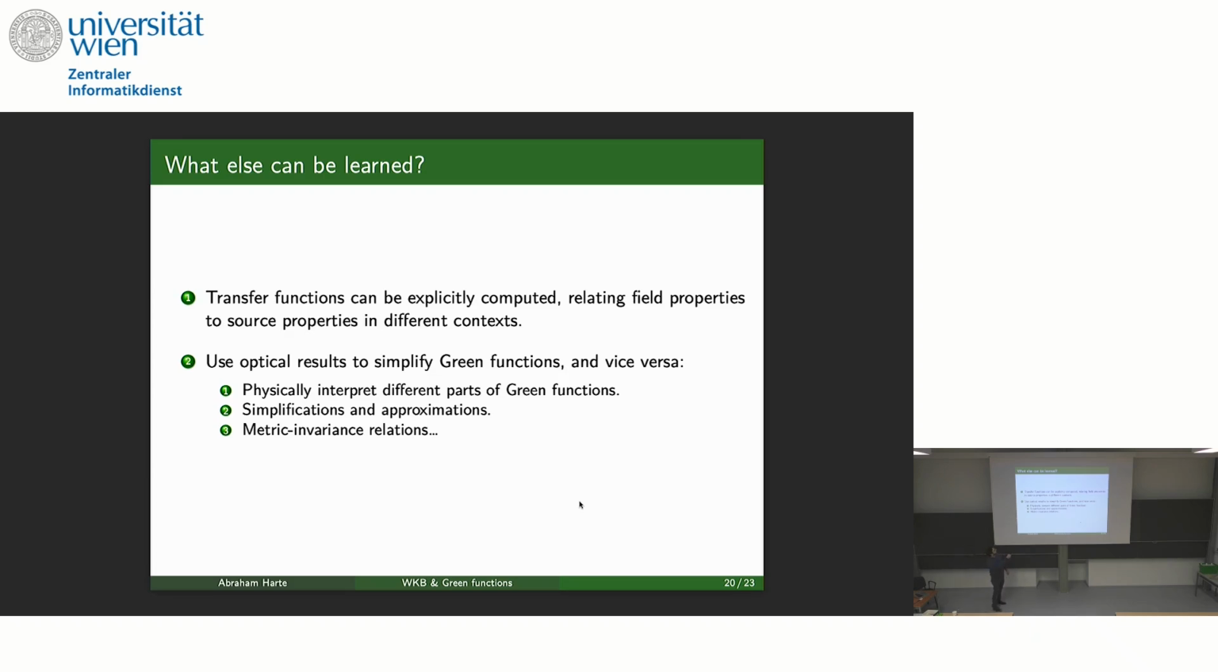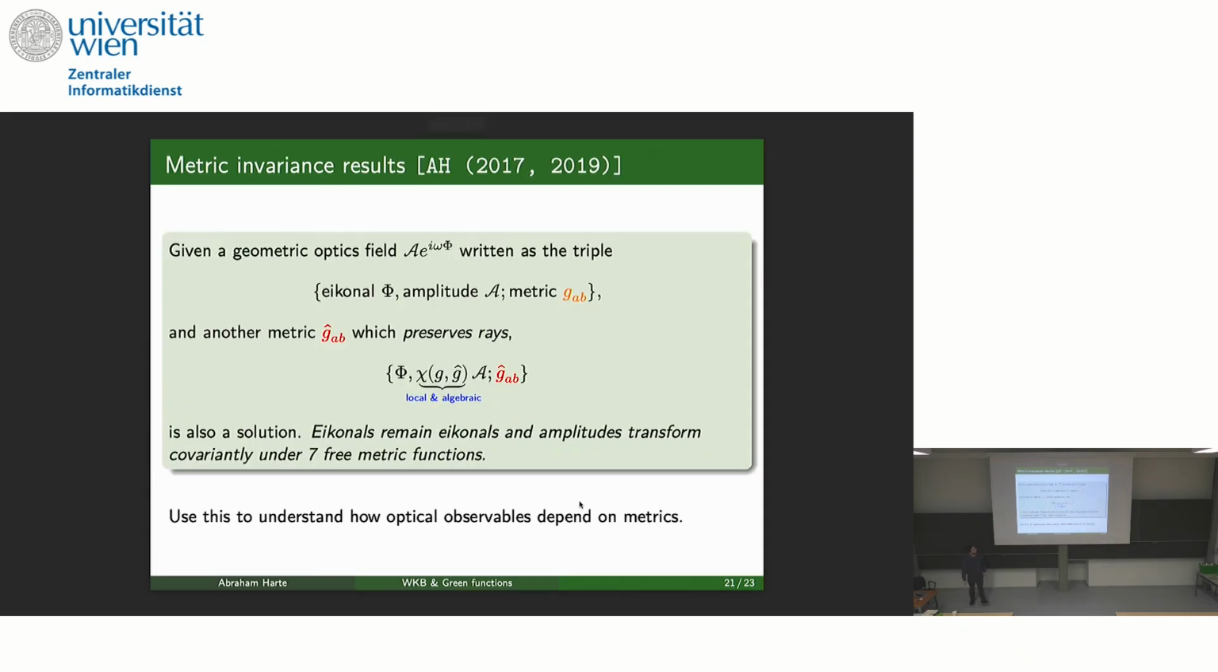But I want to give one short application that I think is kind of fun. I'll call these metric invariance relations. And hopefully I can explain this quickly. This is a bit of a technical slide.